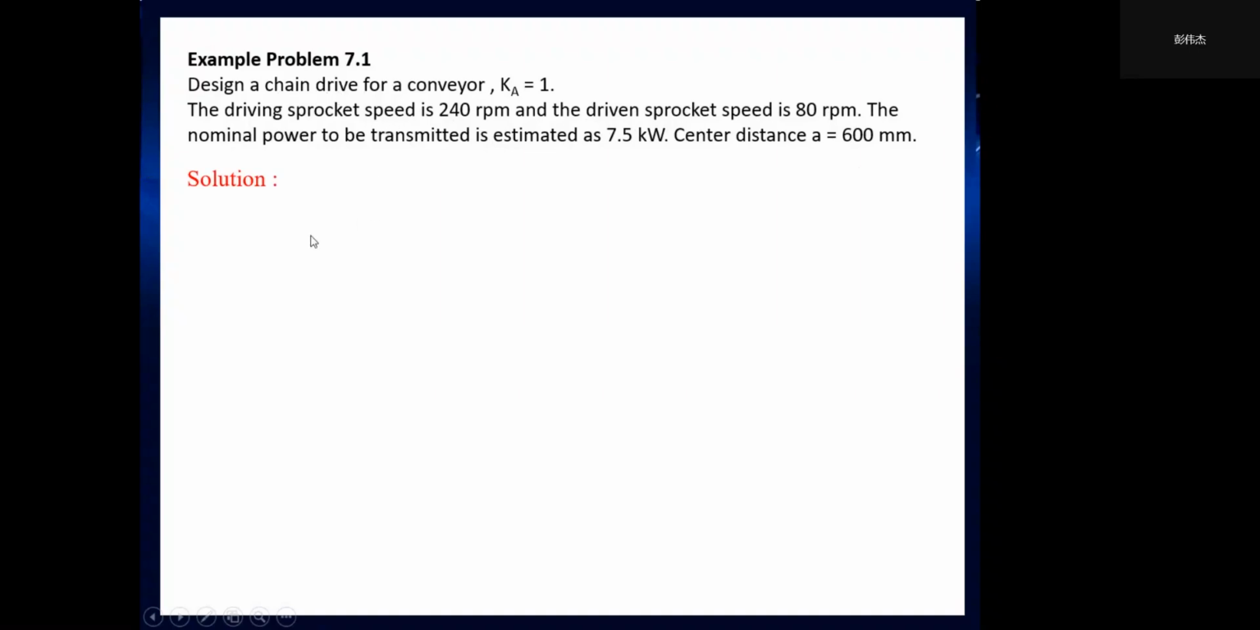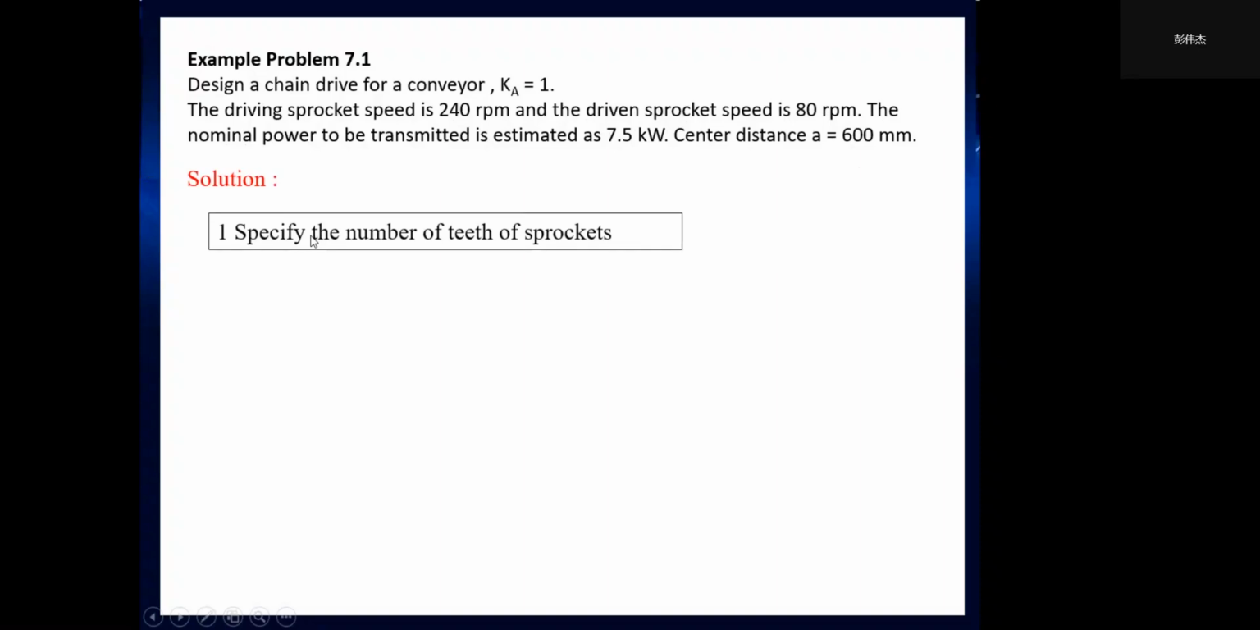So according to design procedures, first, we should specify the number of teeth of sprockets.